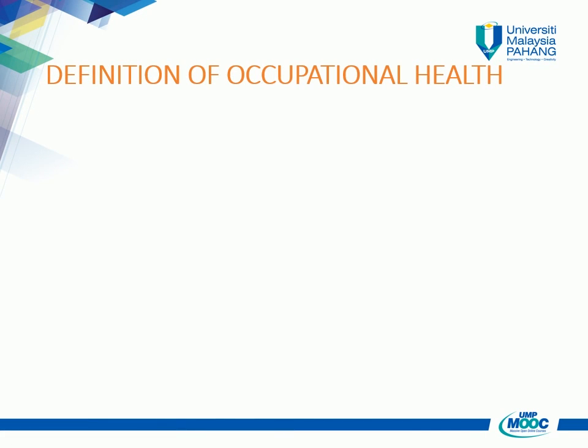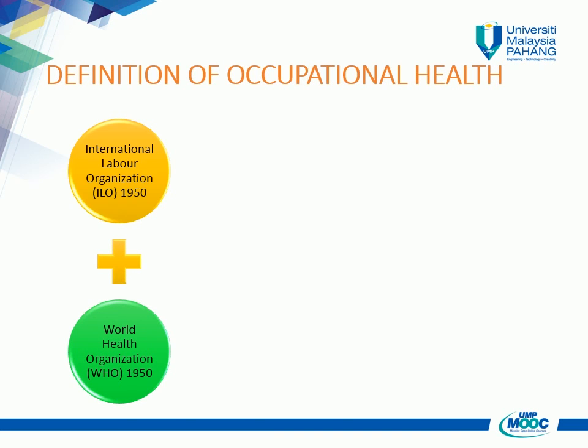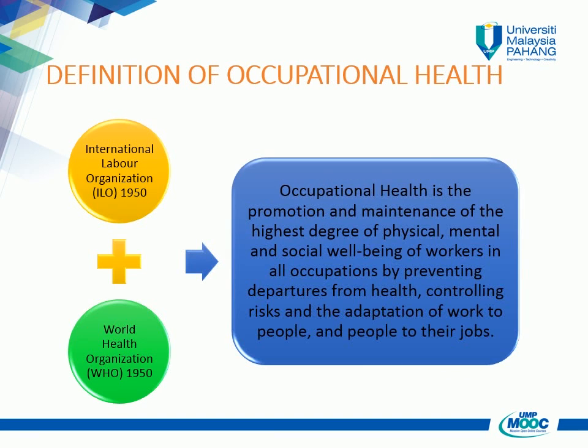An official definition of occupational health was introduced by the Joint Committee of the International Labour Organization (ILO) and World Health Organization (WHO) in 1950 as the promotion and maintenance of the highest degree of physical, mental and social well-being of workers in all occupations by preventing departures from health, controlling risk, and the adaptation of work to people and people to their jobs.